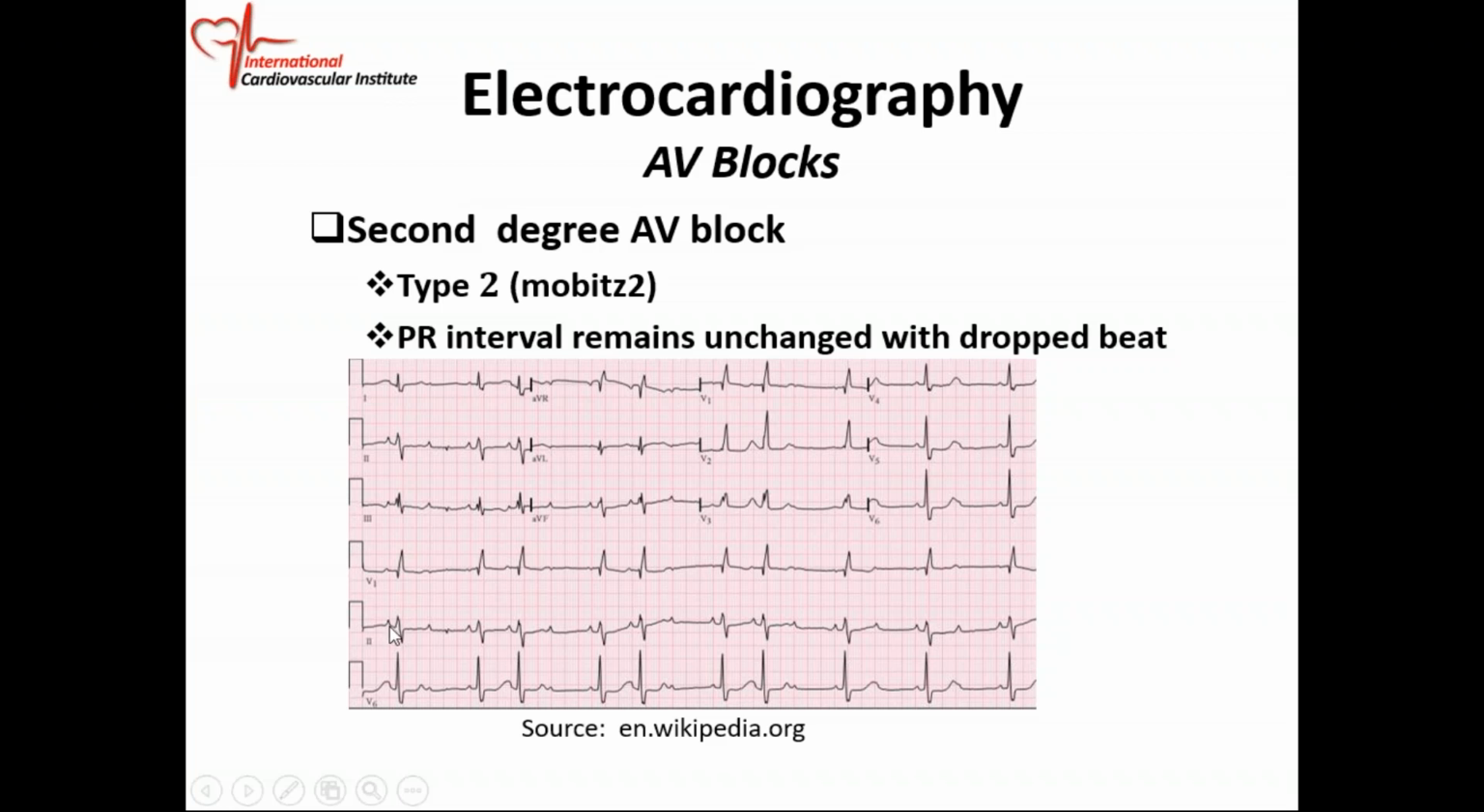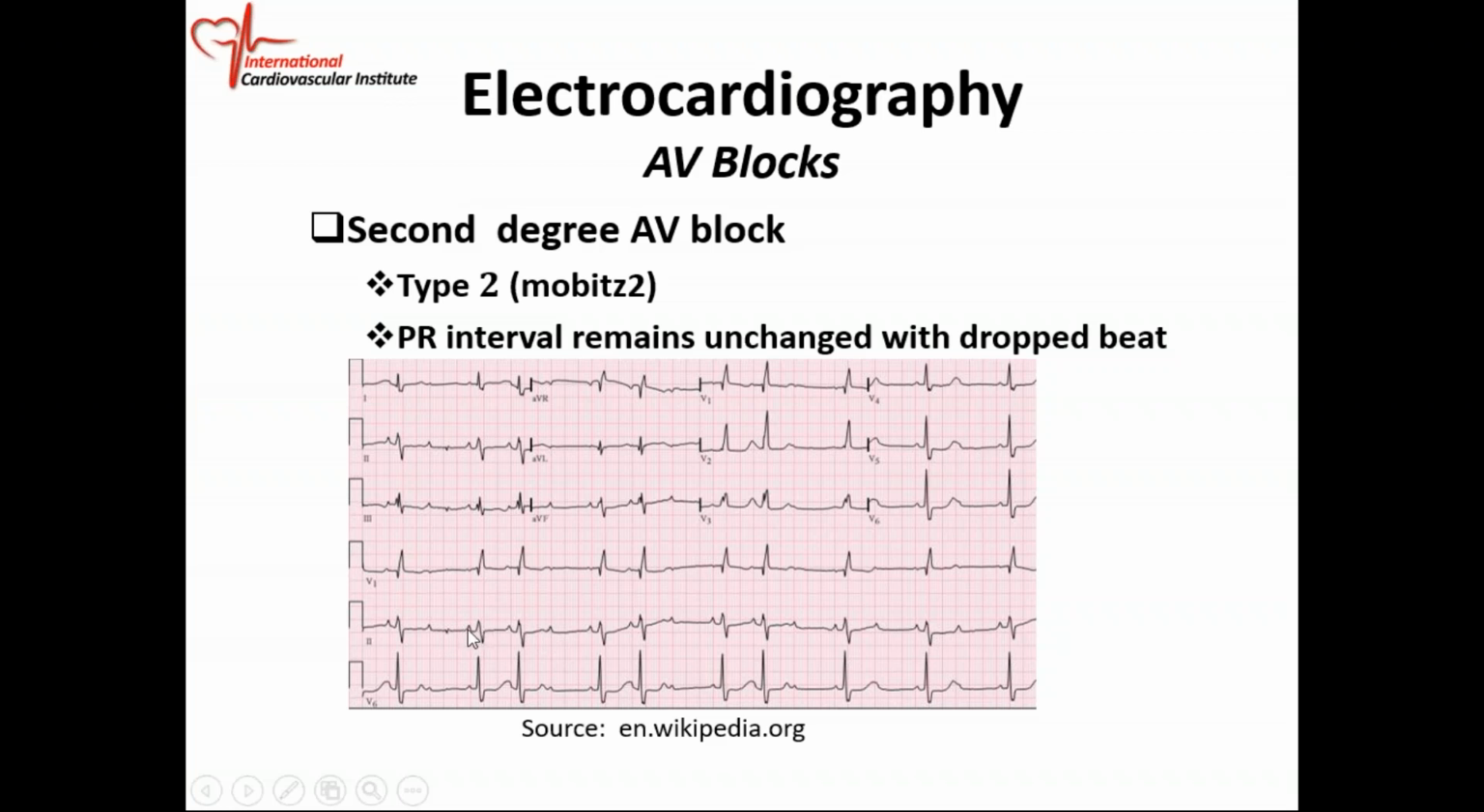So you have your P wave, your QRS. Then you have another P wave, another P wave, QRS. You have P wave, QRS. So what you're getting are these P waves. So this P wave has no QRS. This P wave has a QRS.